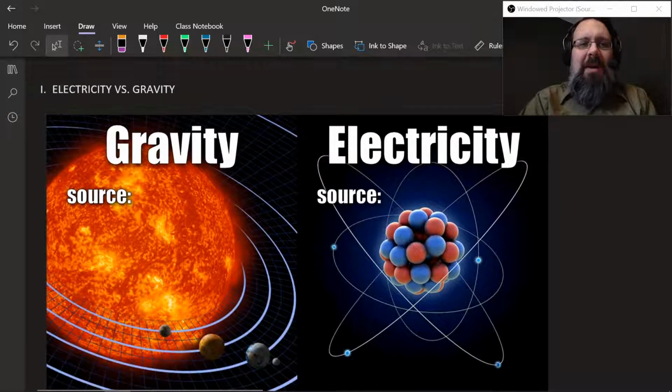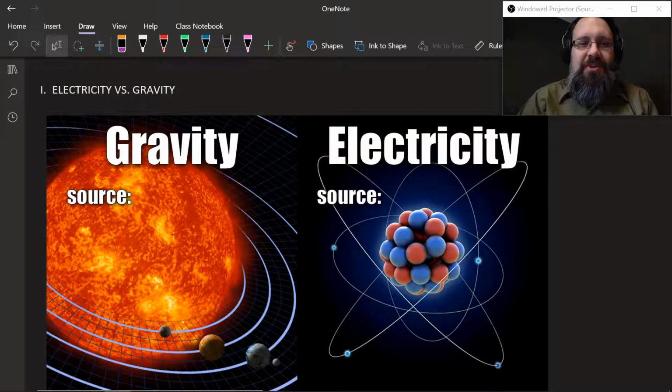The first thing we're going to talk about is comparing gravity and electricity. Gravity is something that we're all very familiar with. You've experienced it your whole life. It's this force pulling you down, sticking you on this planet. But we haven't really thought too much about electricity.